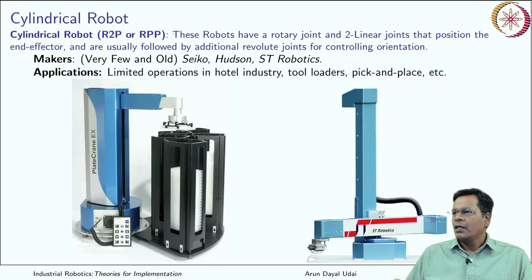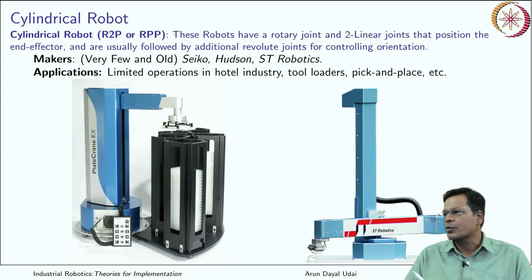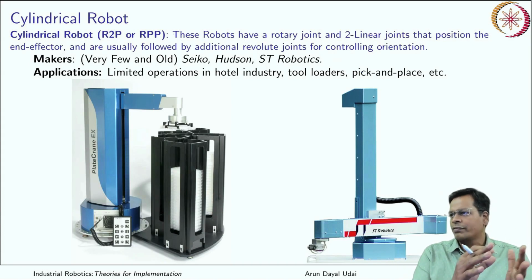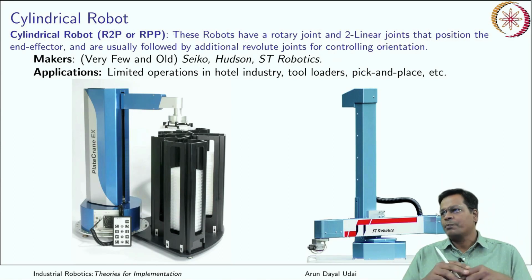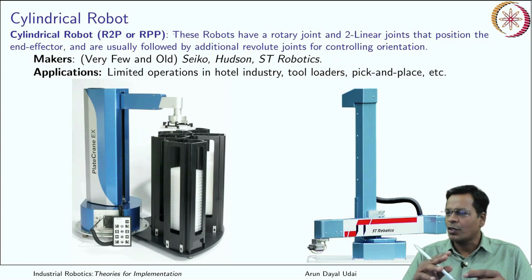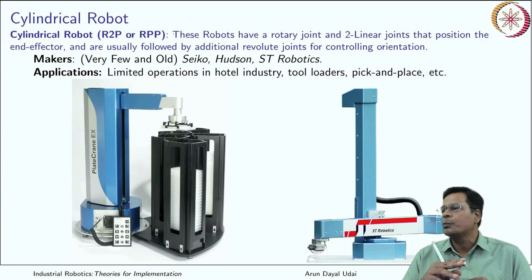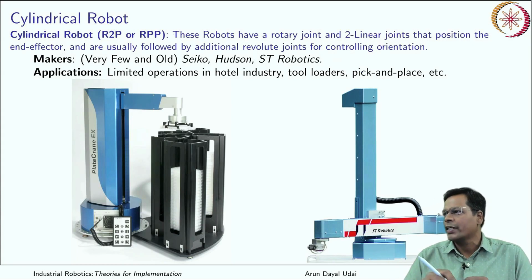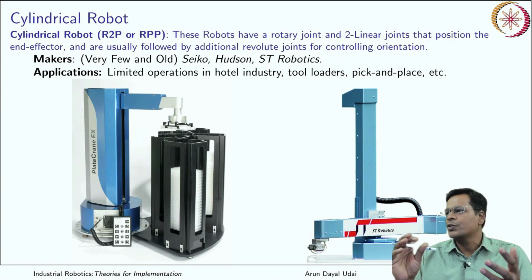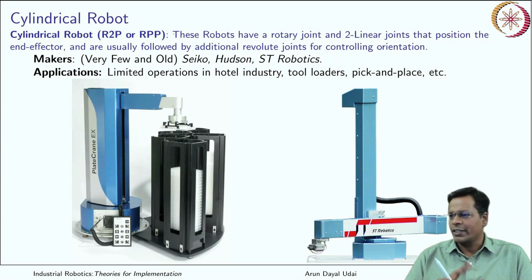Now this is the cylindrical robot. This looks like a physical robot, and that was a cartoon of it, a simple line diagram of a similar robot that I have shown you. So it is an RPP robot. In short form it can also be called R2P, so 2 times P. These robots have a rotary joint and 2 linear joints that position the end effector, and usually are followed again by an additional revolute joint for controlling the orientation.